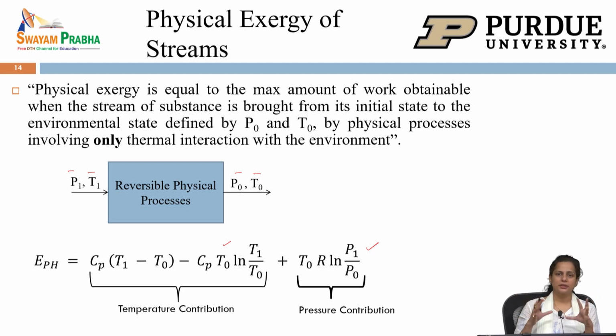Here when we are considering the physical exergy for a stream, we combine the both, because in this the definition of exergy is that it comes into equilibrium with the environmental state in terms of P naught T naught. So you are dissipating the pressure gradient as well as the temperature gradient. So whenever you are calculating physical exergy for a stream, remember that you need to pick a reference state which is your environment and pick the T naught and P naught for that environment, and then you need to add both the temperature dissipation contribution and the pressure dissipation contribution to calculate the total exergy.